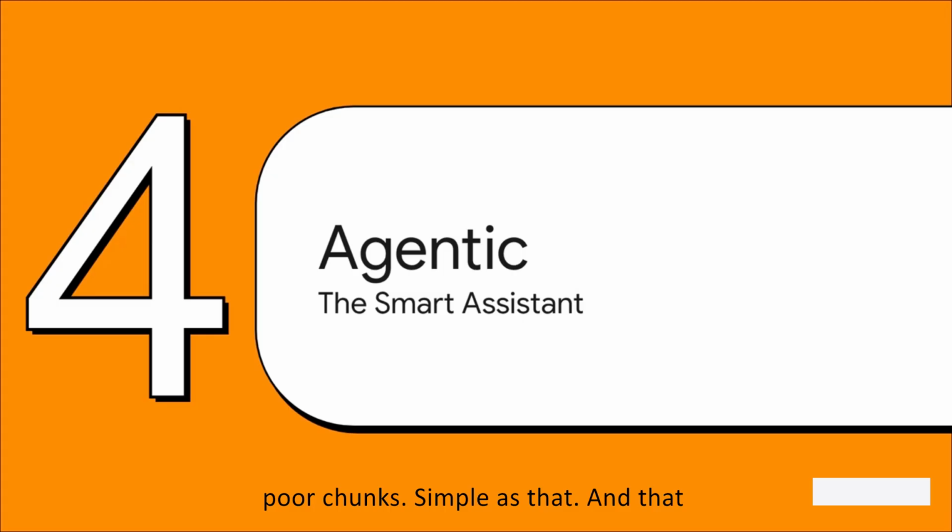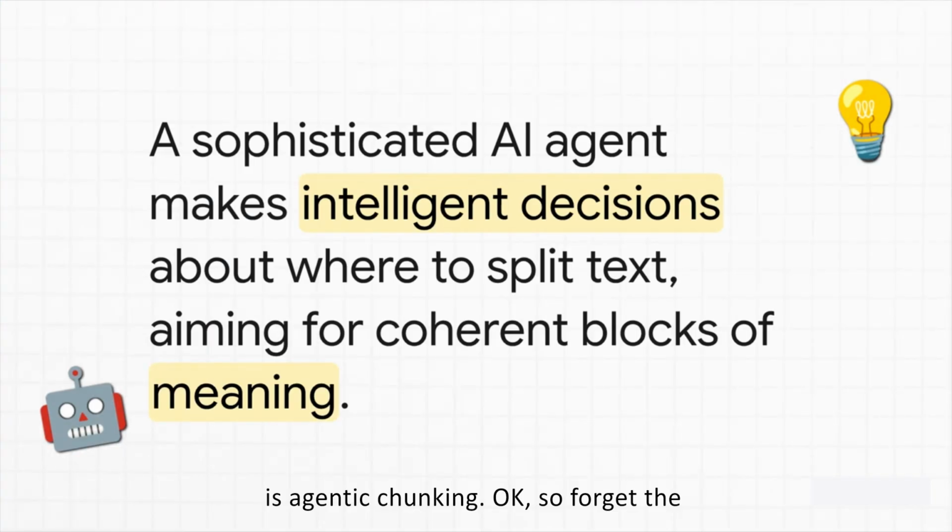Simple as that. And that leads us to the absolute cutting edge. This is the most intelligent, most sophisticated strategy of them all. This is agentic chunking. Okay, so forget the guillotine, forget the librarian. I want you to imagine hiring a brilliant personal research assistant. That's agentic chunking. A highly advanced AI, an agent, reads the entire document and makes these intelligent, almost human-like judgments about where the natural breaks in the topic are.